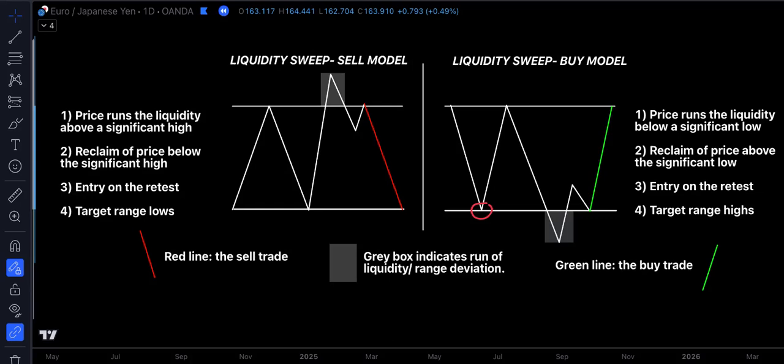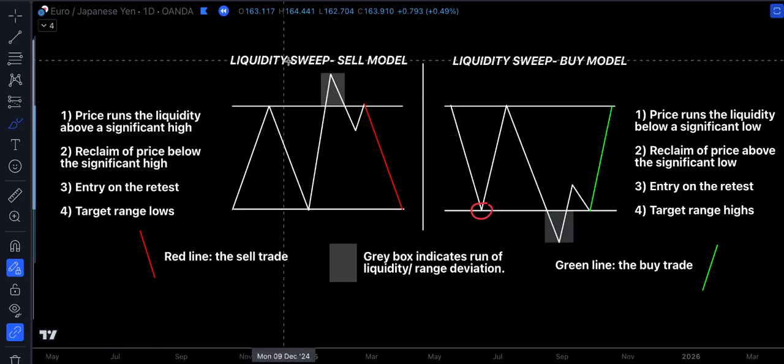My name's Liam, and in this video I'm going to share with you two potential entry models. One is the sell model and the buy model involving liquidity sweeps. So let's just break these down on exactly what they are, because they may sound quite complicated, but in reality they are actually very, very simple.